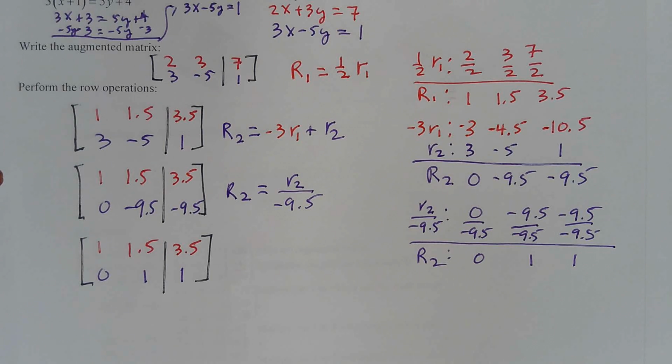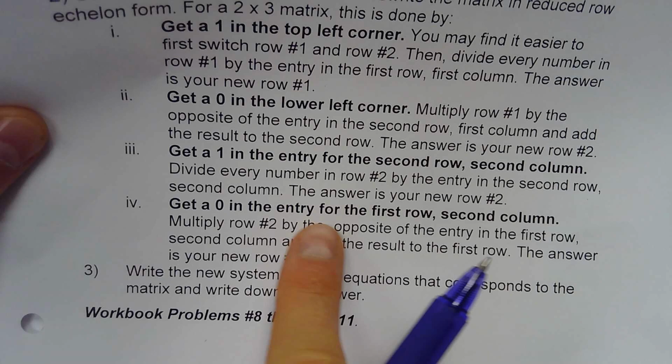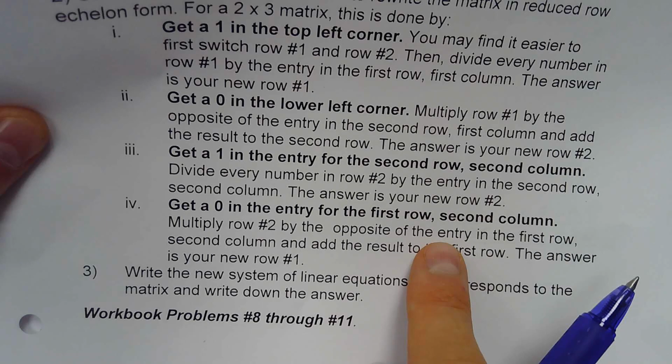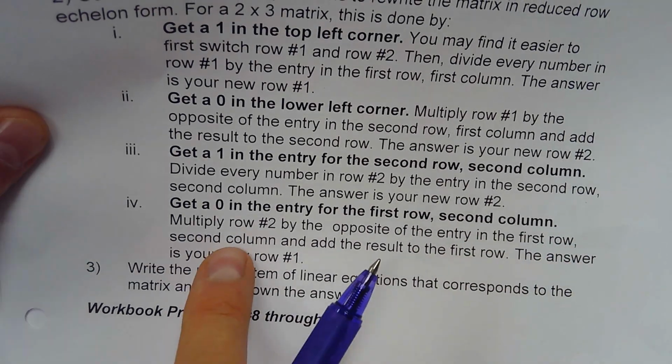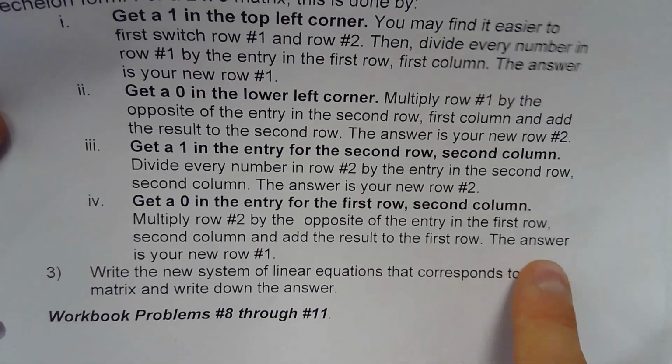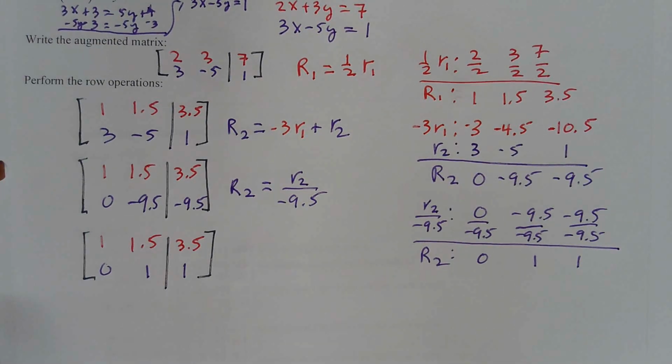But since we're here, we're just going to take the next step, do the Gauss-Jordan elimination. Just go ahead and do step number 4. Get 0 in the entry for the first row second column: multiply row number 2 by the opposite of the entry in the first row second column, and add the result to the first row. The answer will be your new row number 1.